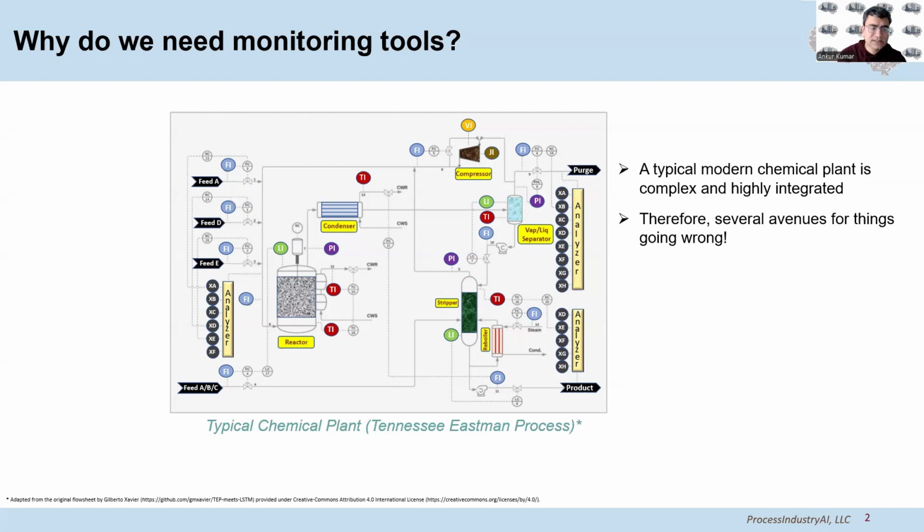For this, consider this typical chemical plant shown here. In this process flow diagram, we can see several unit operations. We can see a reactor, a condenser, a compressor, a distillation column, and a vapor liquid separator. Now, just like any other complex modern chemical plant, there are so many things that can go wrong here which can hamper the smooth functioning of this plant.